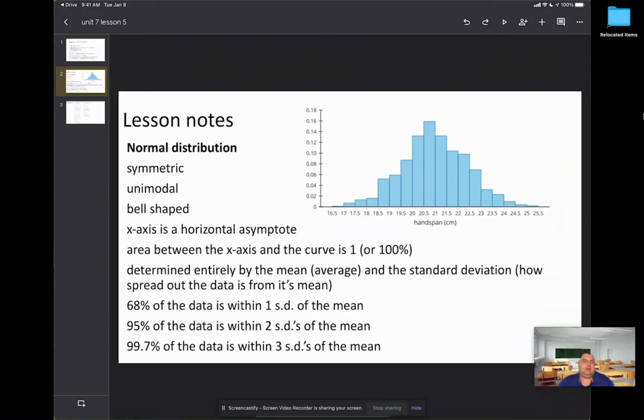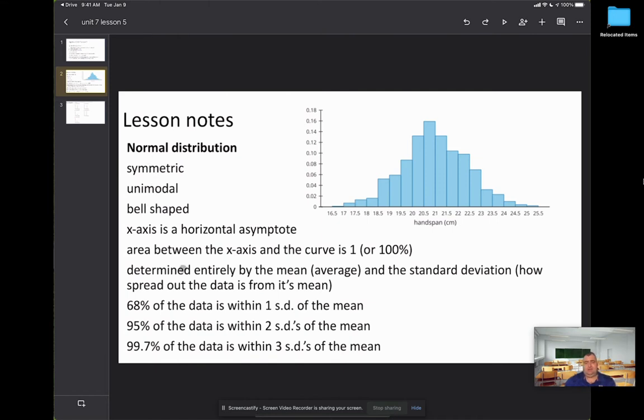Welcome back, everyone. We're going to jump ahead to lesson 5 now of Unit 7. The purpose of this lesson is to give you an intro to something called the normal distribution. Some of you might know the normal distribution as the bell curve. It's called a bell curve because, as you can see here, it is bell-shaped.